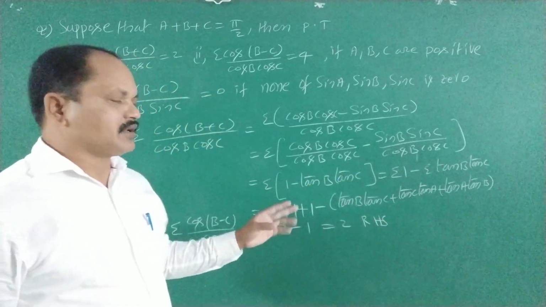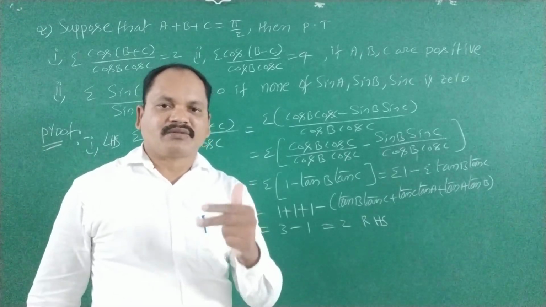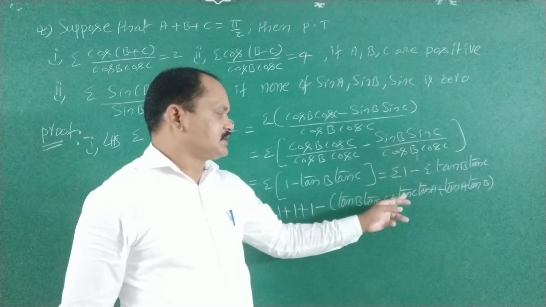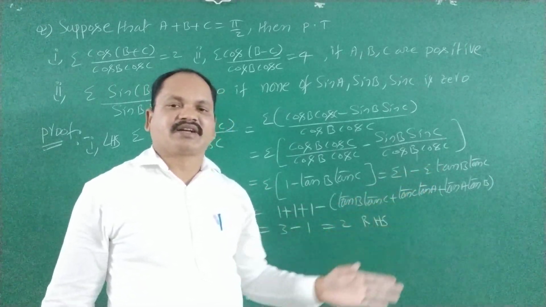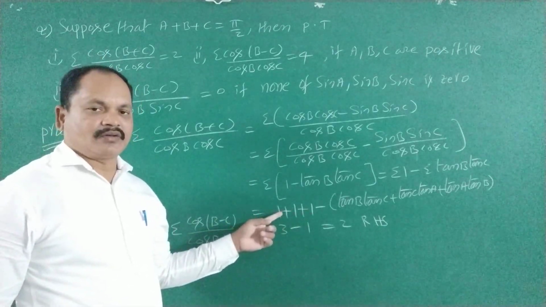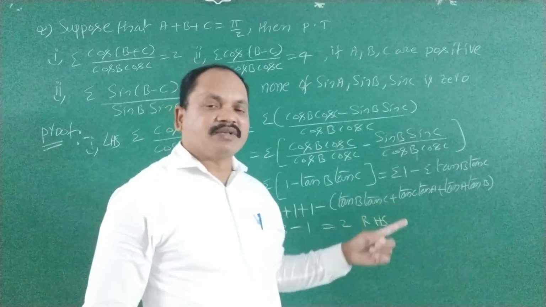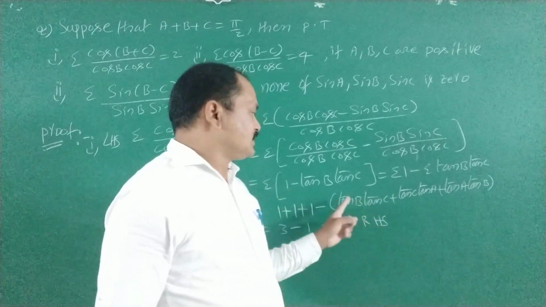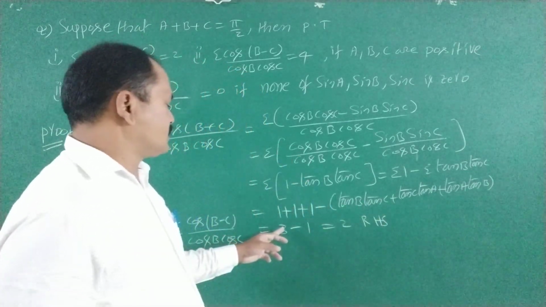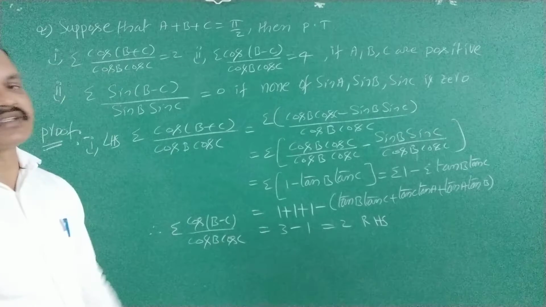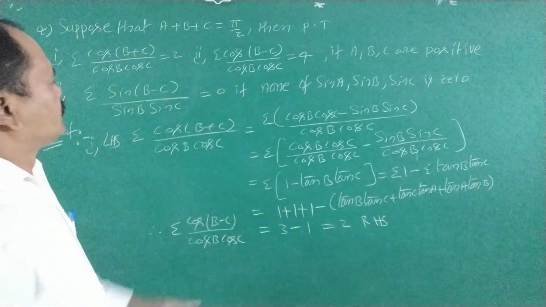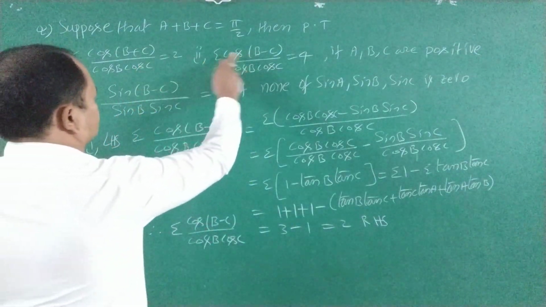Sigma 1 is nothing but the sum of consecutive 1s, so 1 plus 1 plus 1 minus sigma tan B tan C. Sigma tan B tan C means tan B tan C plus tan C tan A plus tan A tan B. That's all. Now this is 3. If A plus B plus C is 90 degrees, then sigma tan A tan B is 1. That's why it is 3 minus 1, which is 2. So that is the RHS.